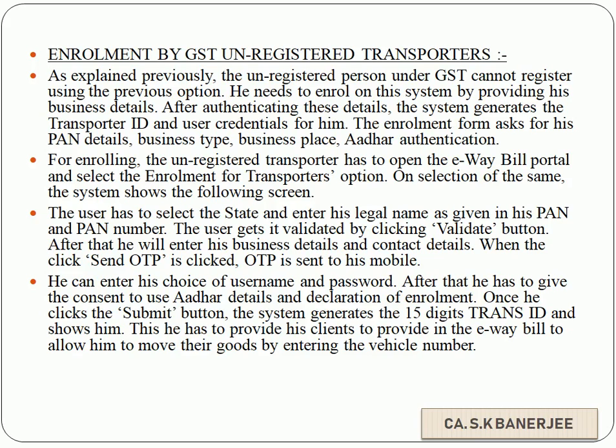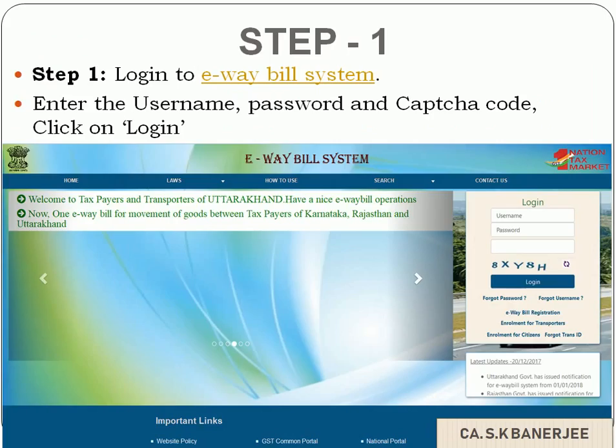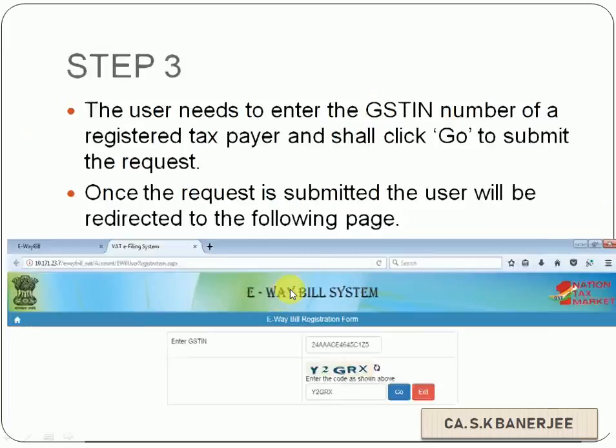So what he has to do is enroll in the system by providing his business details. After authenticating these details, the system generates the transporter ID and user credentials for him. The enrollment form asks for the PAN details, business type, business place, and Aadhaar authentication. For enrolling, the unregistered transporter has to open the e-waybill portal and select the enrollment for transporters option. You have to click here on transporters, unregistered transporters. So you have to click on enrollment for transporters.